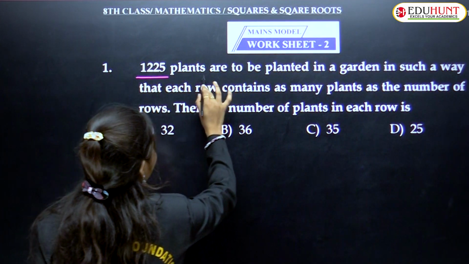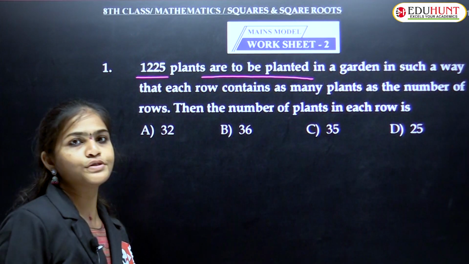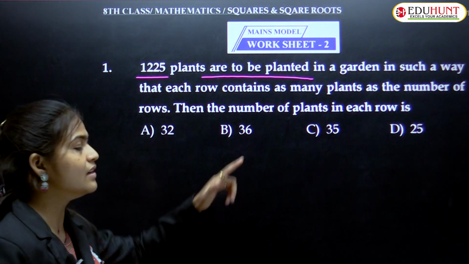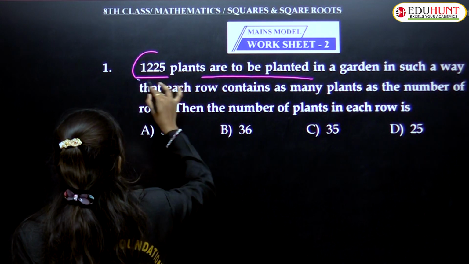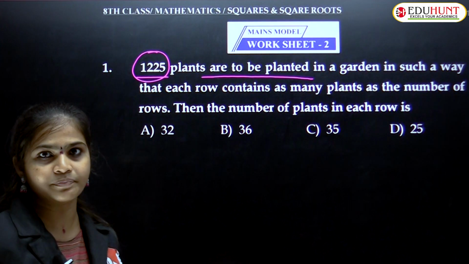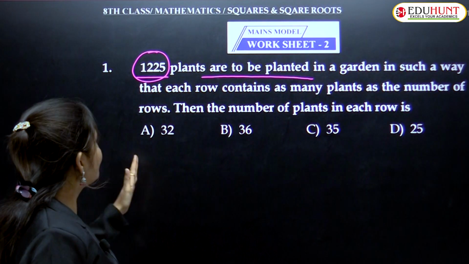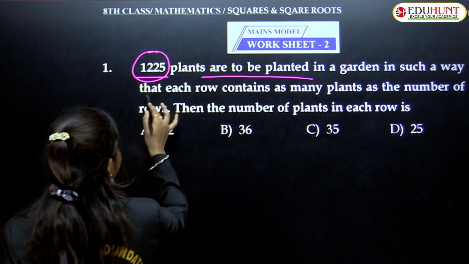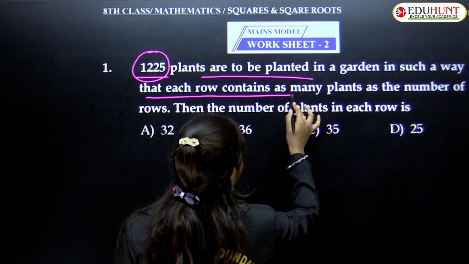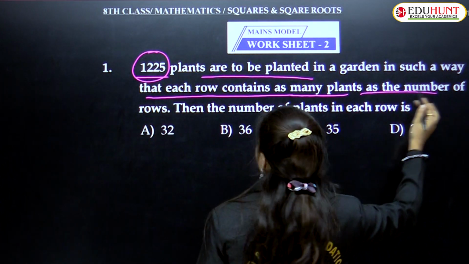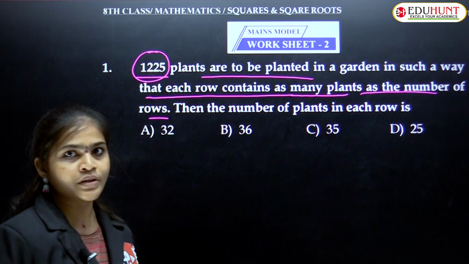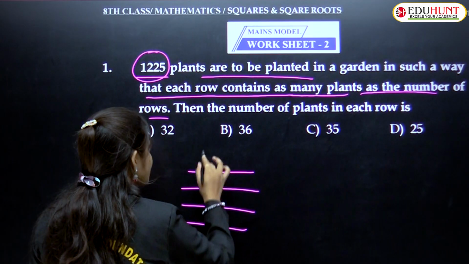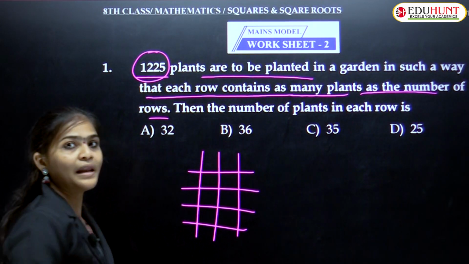1225 plants are to be planted in a garden. So here is a garden, and the total number of plants in that garden is 1225. Somebody planted 1225 plants, and the condition is that each row contains as many plants as the number of rows. Understand? So what is the meaning of that? The number of rows is equal to the number of plants in each row.